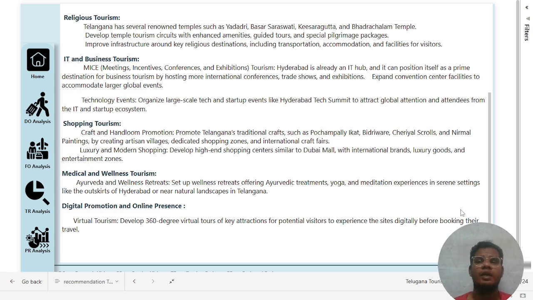Because nowadays people are getting more excited about Ayurveda treatment. Yes, of course, people use Ayurveda and homeopathy, but the seeking of Ayurveda has increased a little bit. Set up wellness retreats offering Ayurveda treatments with yoga and meditation experiences in scenic settings, like the outskirts of Hyderabad or near natural landscapes in Telangana. Of course, it will boost tourism.